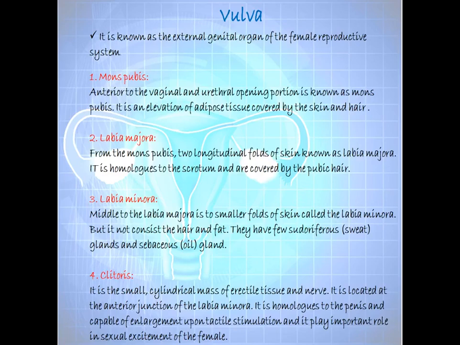Second is the labia majora. From the mons pubis, two longitudinal folds of skin are known as the labia majora. They are homologous to the scrotum and covered by pubic hair. Third is the labia minora.